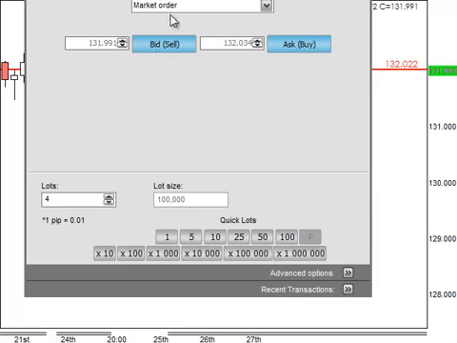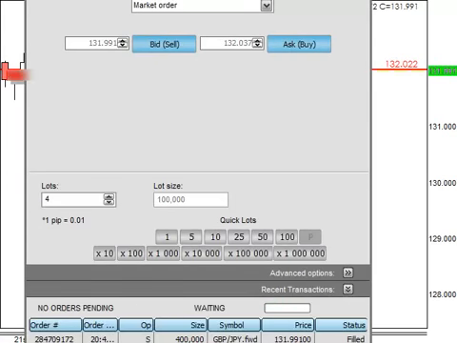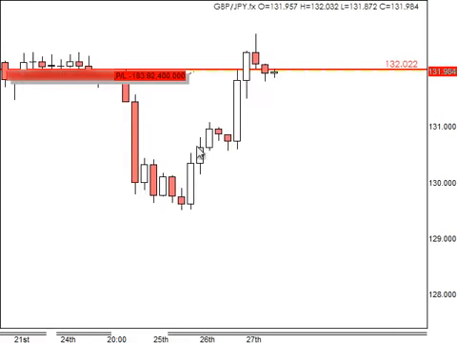I'm going to go for 4 lots. Just enter a short. Perfect. So we're short with 4 lots. My stop loss is going to be around 30 pips. My target's going to be around 40 pips. I'm just going to set those as alarms right now. I'm not going to set them as actual orders.